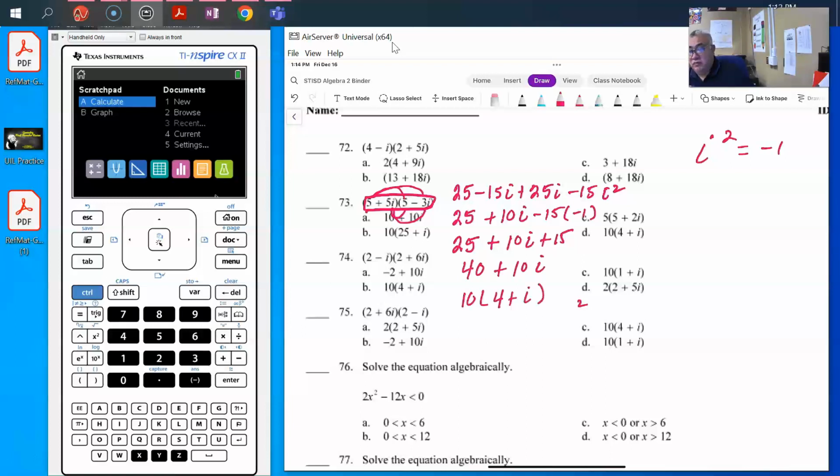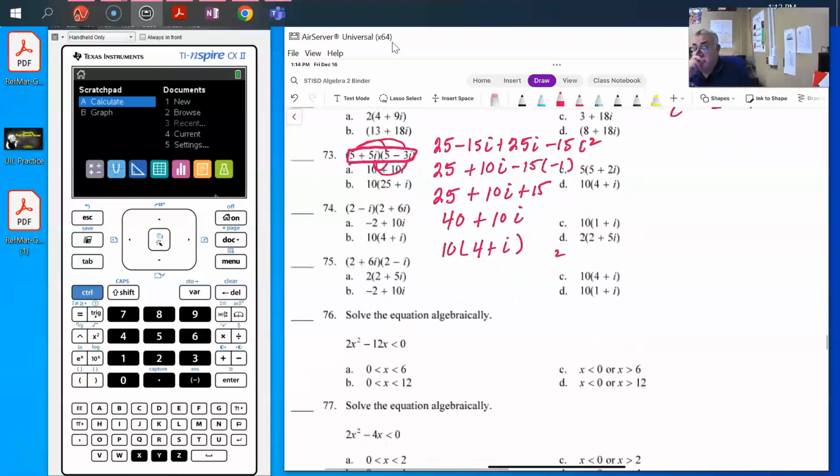Okay, we'll do one more before we wrap it up. 75. You're going to use the FOIL method. You see how the numbers are next to each other? So that means you're multiplying. So 2 times 2 is 4. 2 times negative i is negative 2i. 6i times 2 is 12i. 6i times negative i is negative 6i squared.